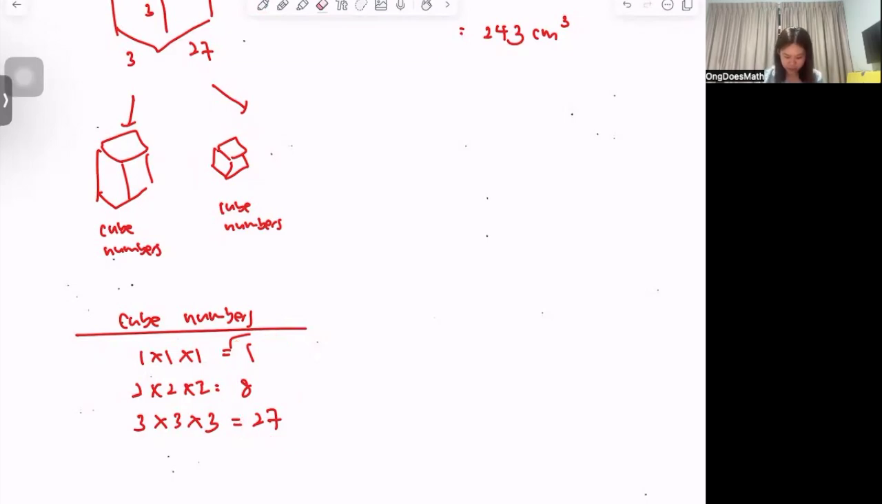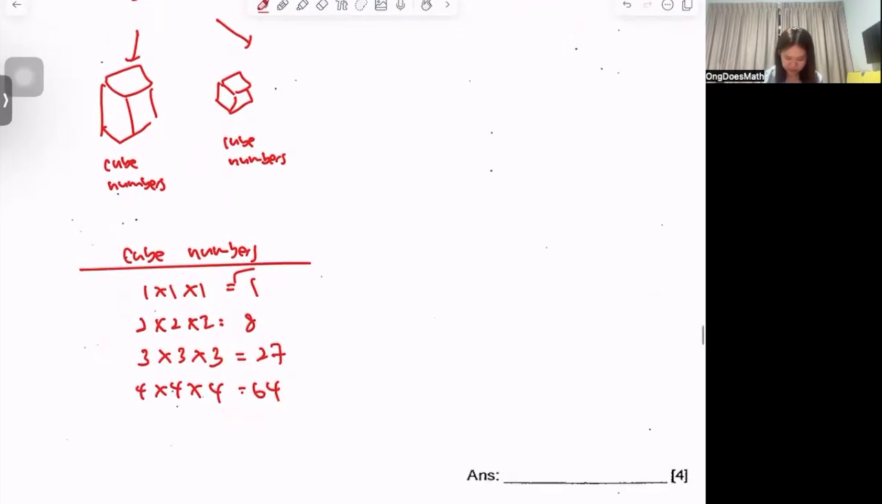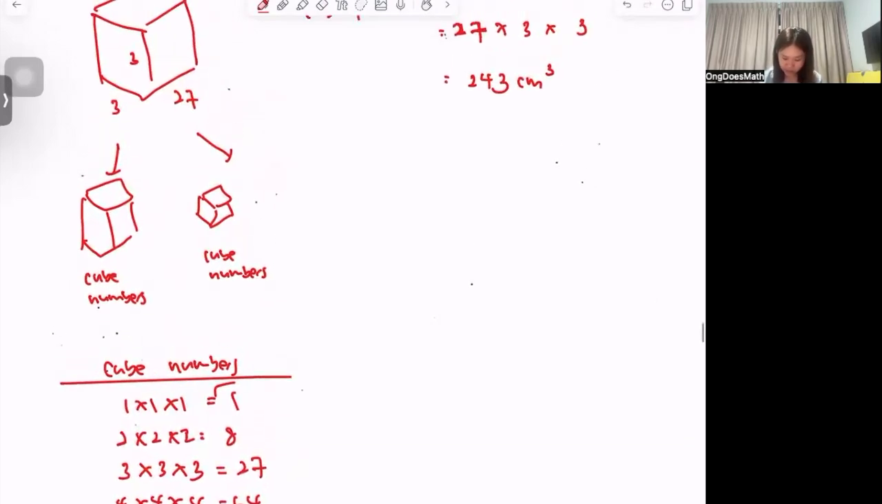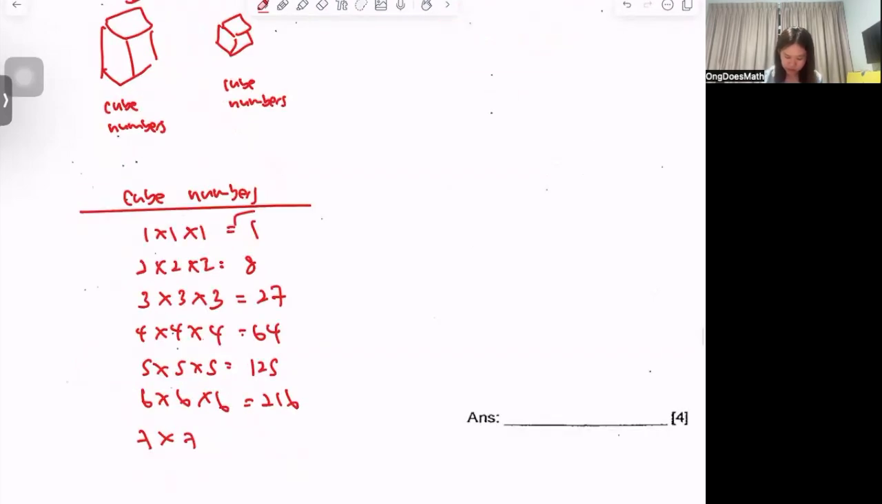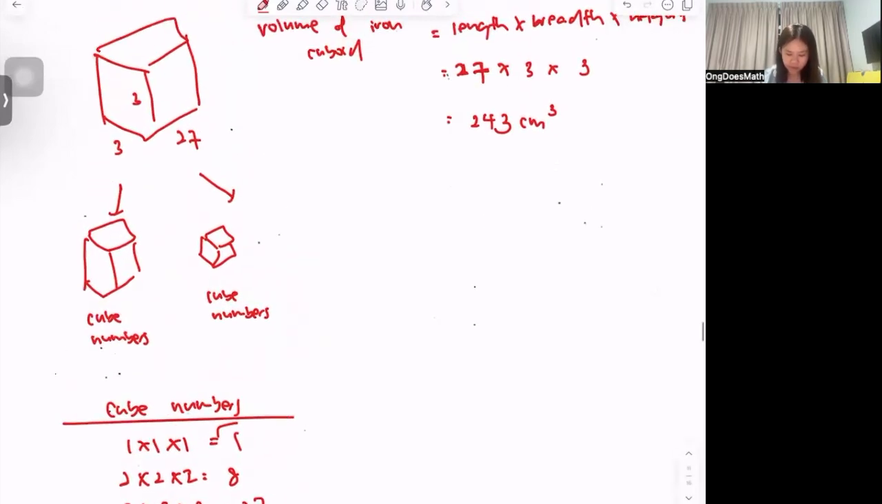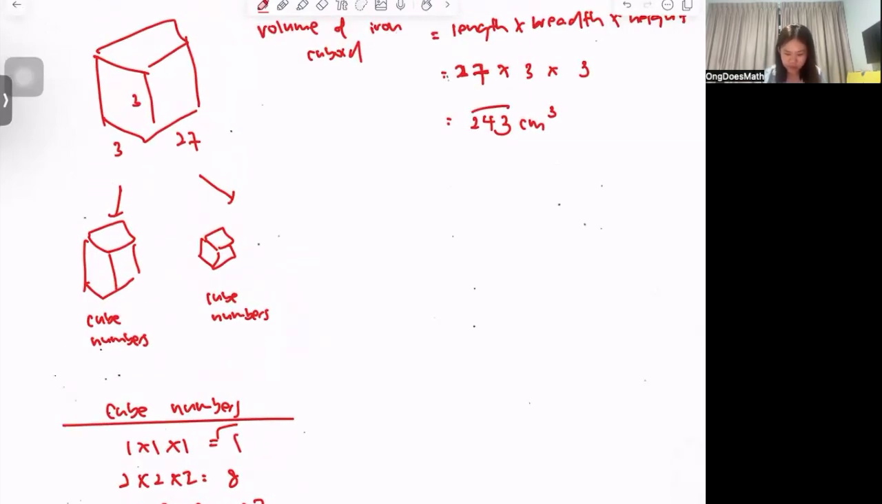Obviously, there's more. You can do 4 times 4 times 4, which will give you 64. 5 times 5 times 5 should give you 125. 6 times 6 times 6, which will give you 216. Maybe you'll do up to 7, 343. Okay, so the total volume of these two cubes is 243.